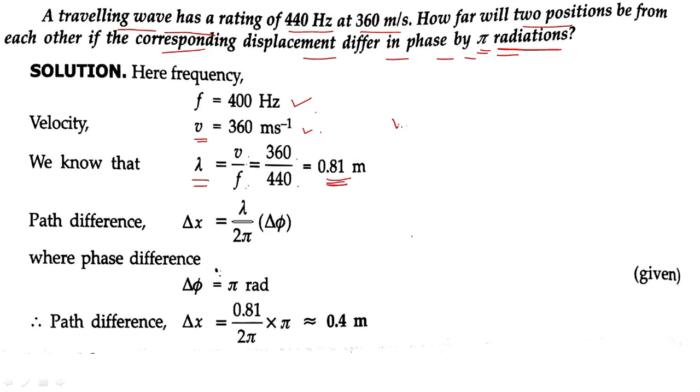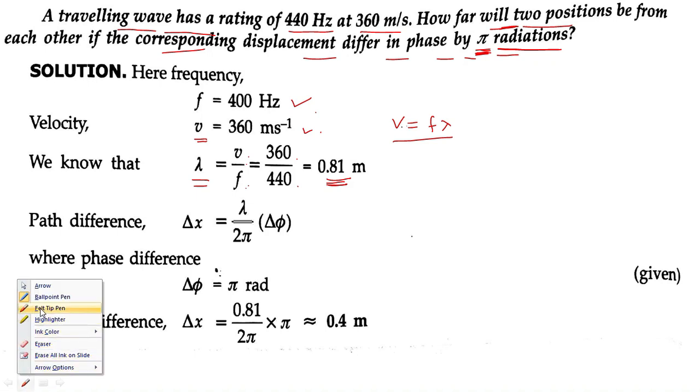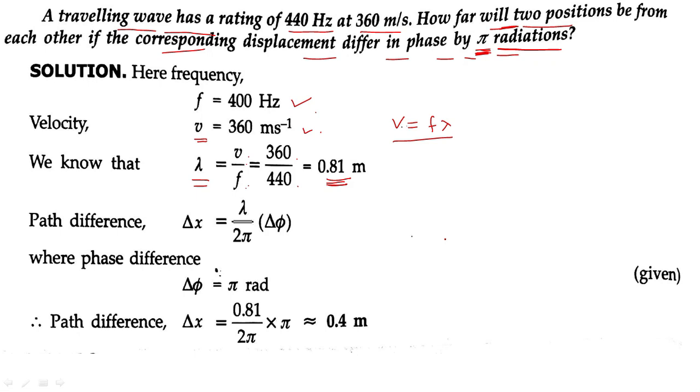We have already studied many times that velocity equals frequency into wavelength. So what is asked in the question? How far will two positions be from each other if the corresponding displacements differ in phase by pi radian? That means the phase difference is pi radian, then what will be the path difference? That means by how much distance the two waves differ from each other. Okay, next, we need to find the path difference because the phase difference is given in the question.